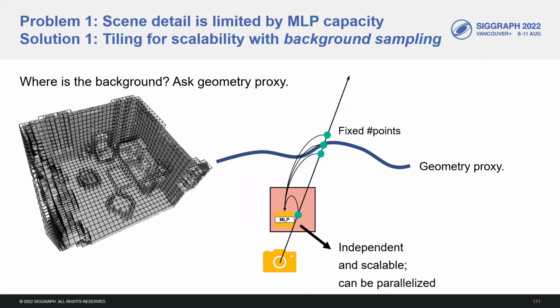The cheat is, well, where is the background? Well, we kind of know where the background is. We did this initial photogrammetric reconstruction, right? And for indoor scenes, bounded spaces, this is a pretty good assumption to make. So we're going to look at the geometry proxy, and we're going to find the intersection of the ray with the geometry proxy. We're not going to use that point. We're then going to take a range around where we thought the geometry was, but we know it's in error a little bit. And then we're going to sample that with a fixed number of points. So this is now independent because there's no dependency between tiles, and it's scalable in that the number of points that you sample is fixed.